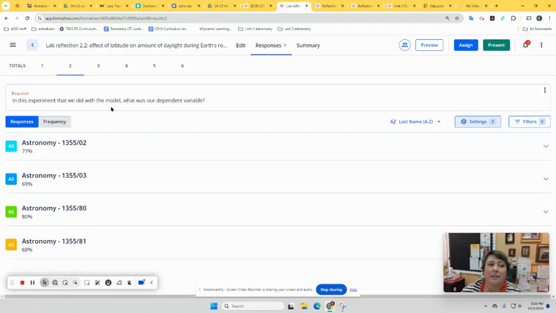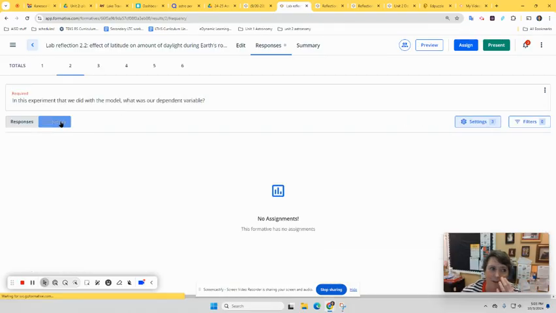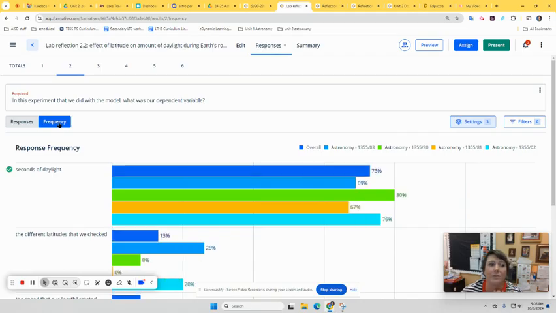The next one here is number 2. In this experiment that we did with the model, what was our dependent variable? The dependent variable is whatever we're measuring. And when you guys were turning that, you were measuring the seconds of daylight. Okay? That's what you put on your graph. That's what you were recording. That was your data. All right? The seconds of daylight. So that's the dependent.